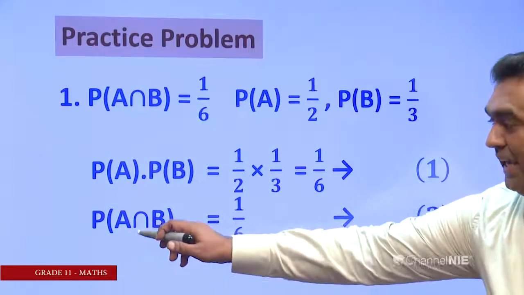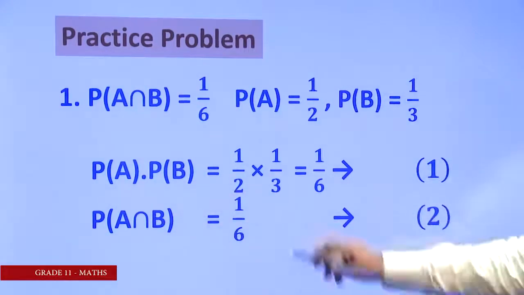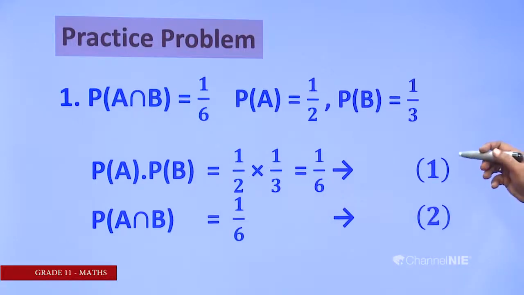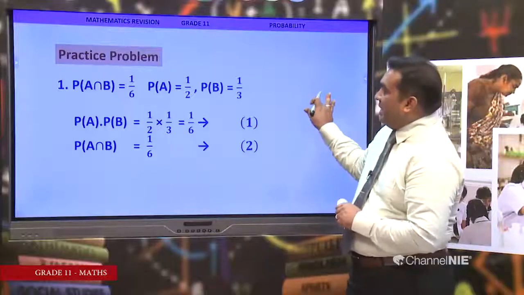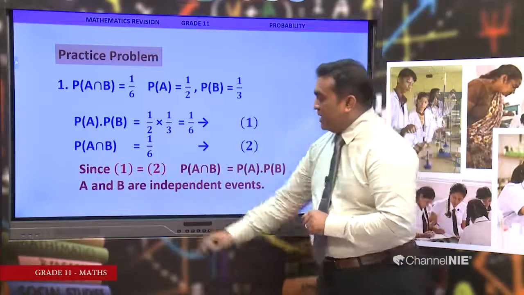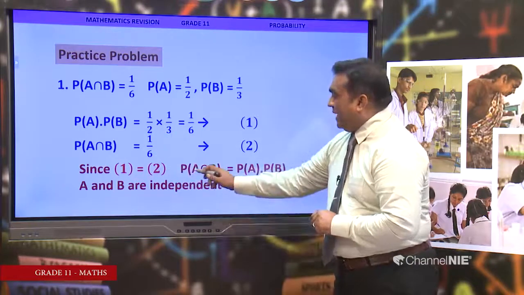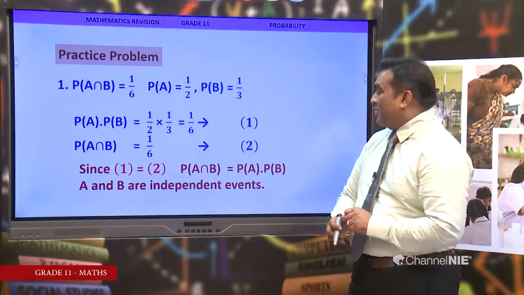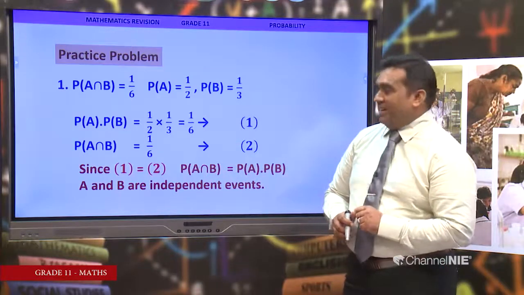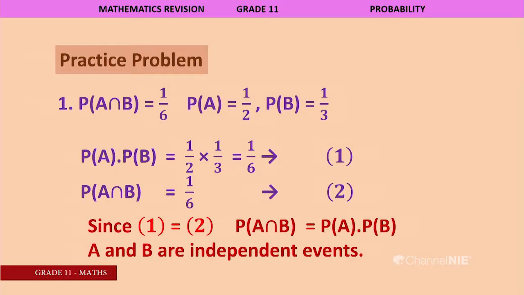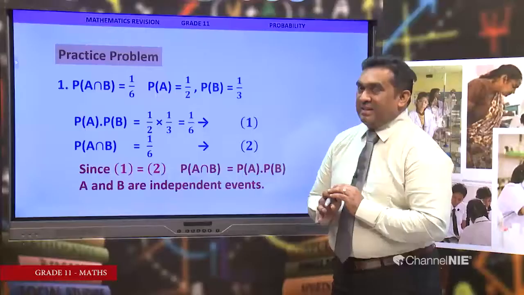Secondly, P(A intersection B) equals 1 over 6. Now, the first relation is equal to the second relation. It means our definition holds, since equation number 1 is equal to equation number 2, P(A intersection B) is equal to P(A) dot P(B). Then A and B are independent events. That is how we identify independent events, right?